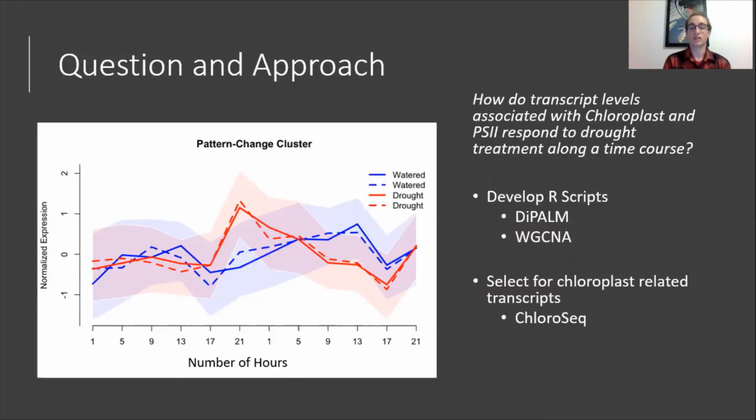Depending on the level of success for identifying chloroplast-related genes, it may be necessary to realign the transcripts to a chloroplast reference genome via ChloroSeq. We will then use DPALM and WGCNA to identify relations between chloroplast transcript levels, treatment, and time course.